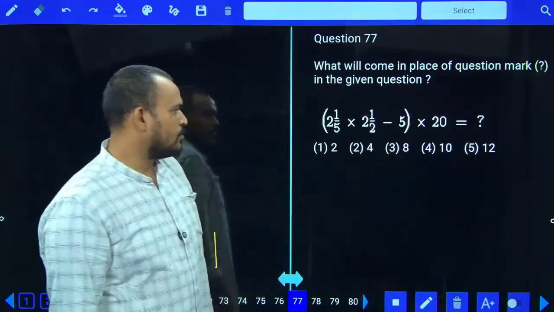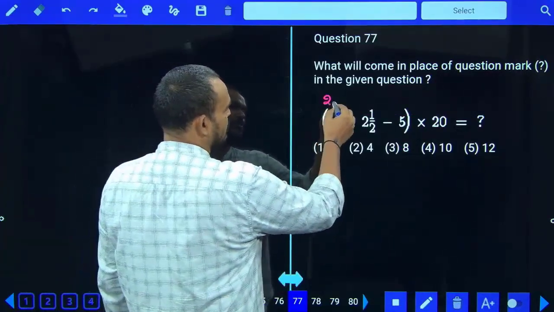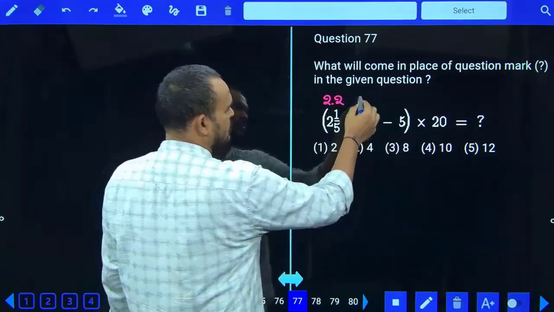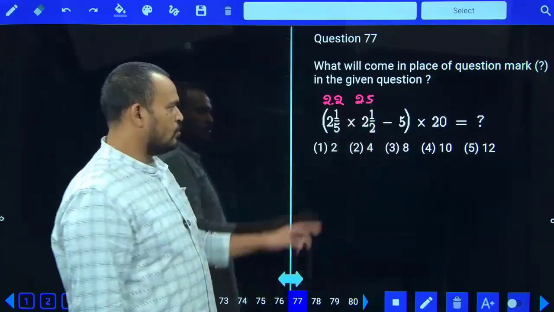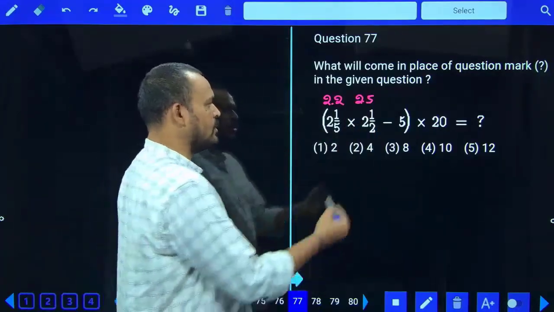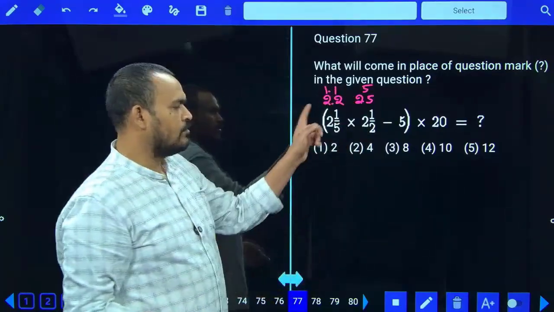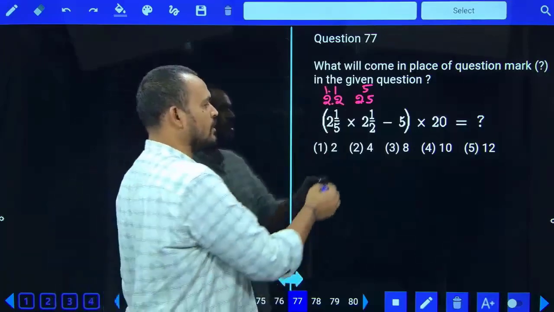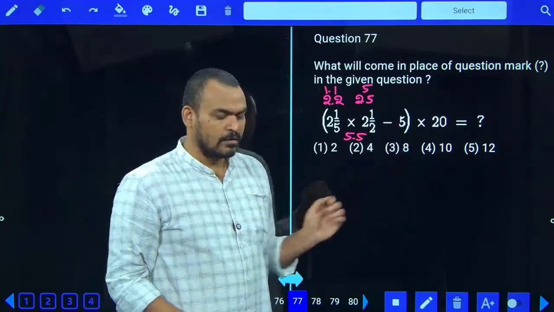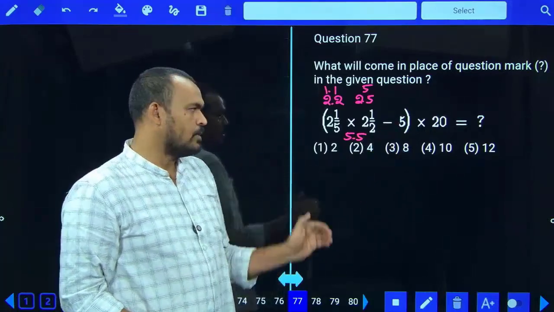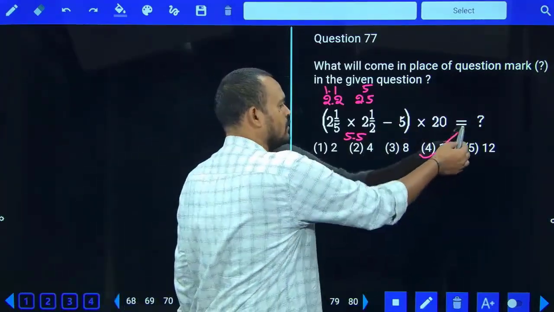Next question number 77. 2 1 by 5 multiplied by 2 1 by 2 minus something. 2 1 by 5 means we write 2.2. Next, 2 1 by 2 means we write 2.5. 2.2 multiplied by 2.5 means what is the 2 and half double? 5. When it is double, this one will be half. 1.1 into 5 means we are getting 5.5. Out of 5.5, we are subtracting which one? 5. 5 and half minus 5 means we are getting 0.5. 0.5 multiplied by 20 means half of the 20. What is the half of the 20? 10.